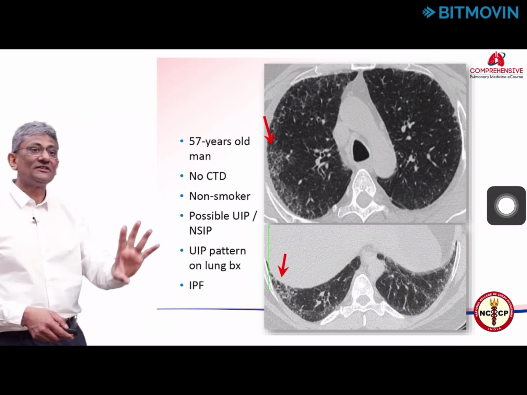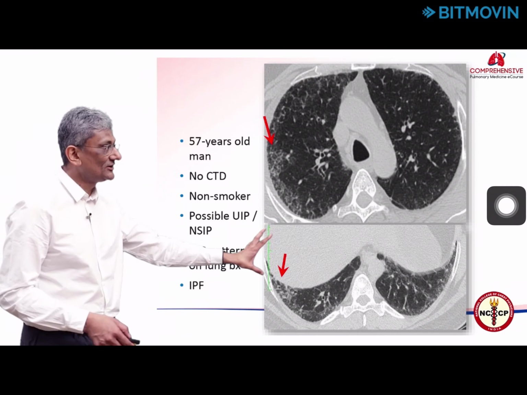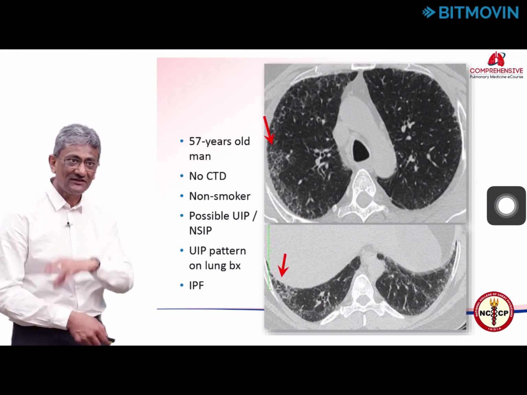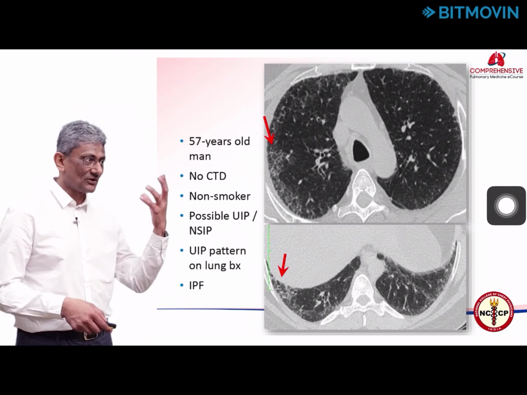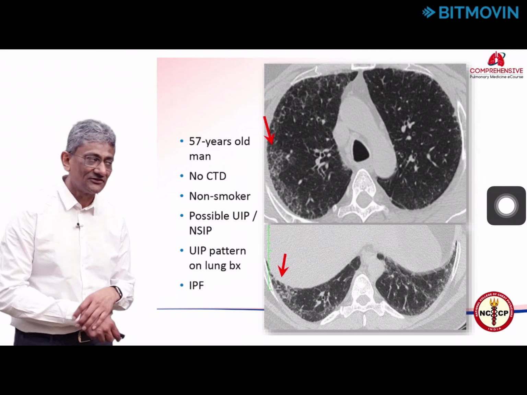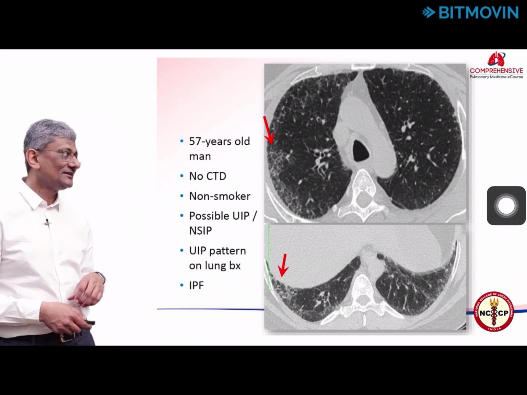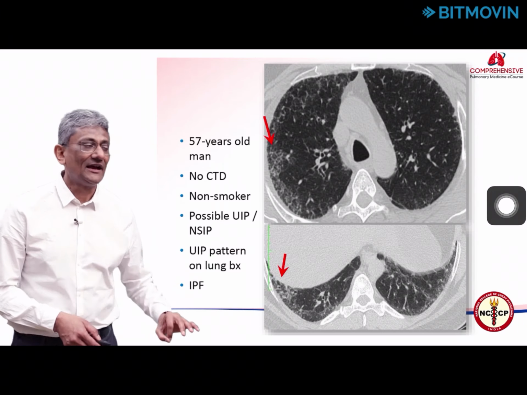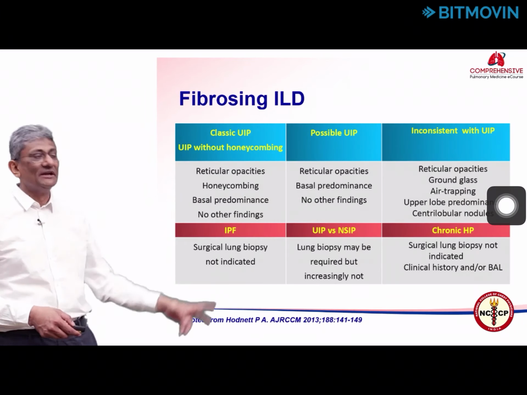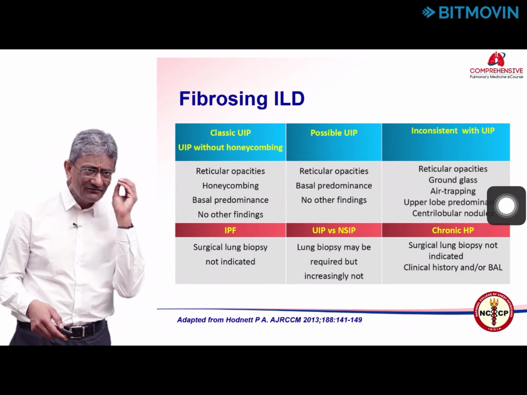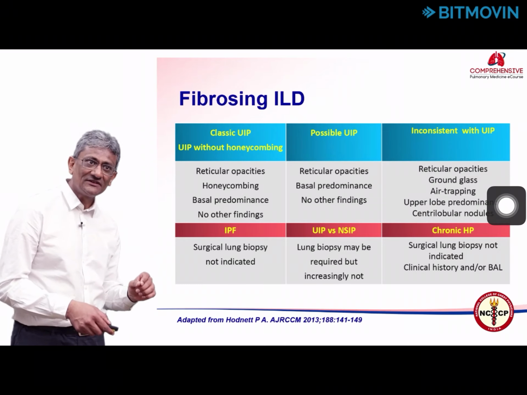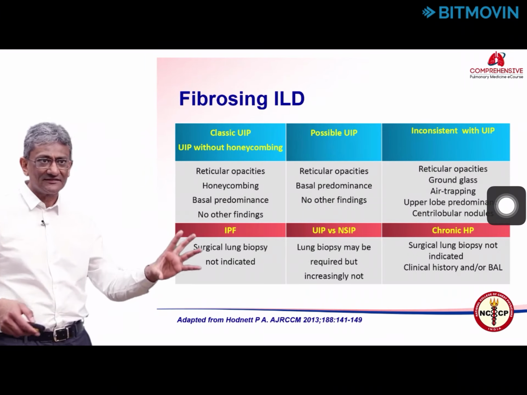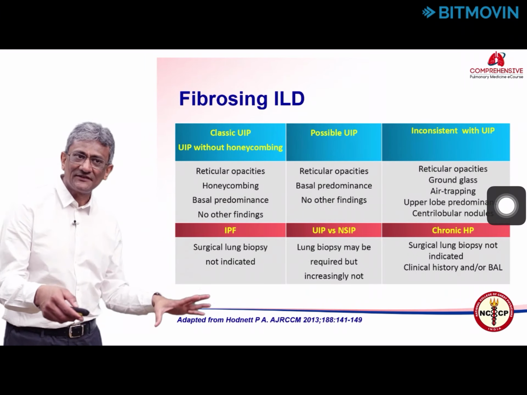So this is a patient who should go for surgical lung biopsy, which is what we did in this patient, and it turned out to be a possible UIP pattern, or rather it was a UIP pattern on histopathology, and that basically meant this patient had IPF. And so that's our middle bucket. We have reticular opacities, we have no significant traction bronchiectasis or honeycombing, it is basal predominant and no other findings.